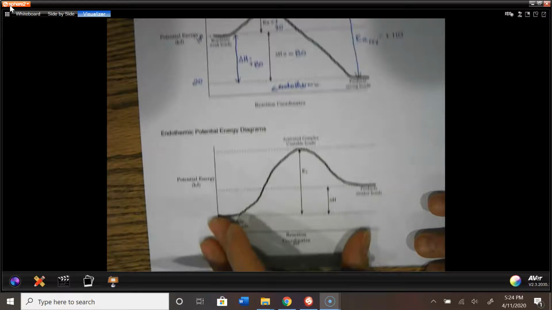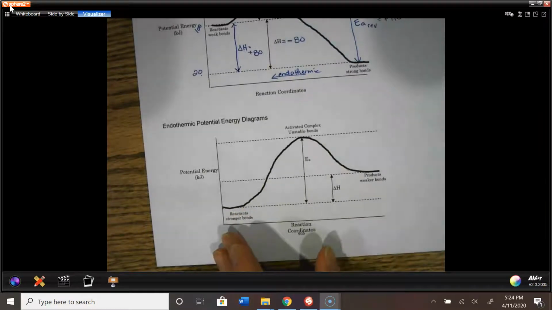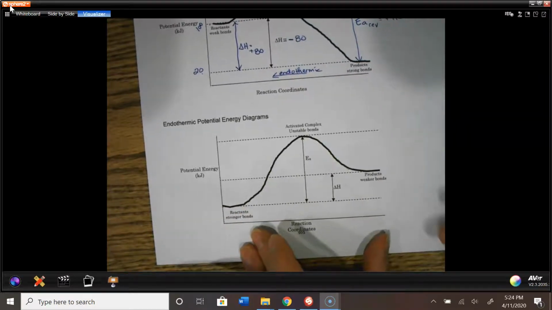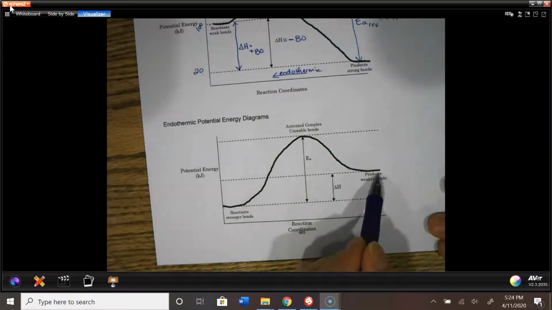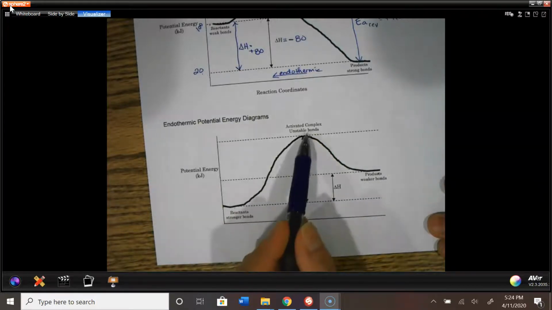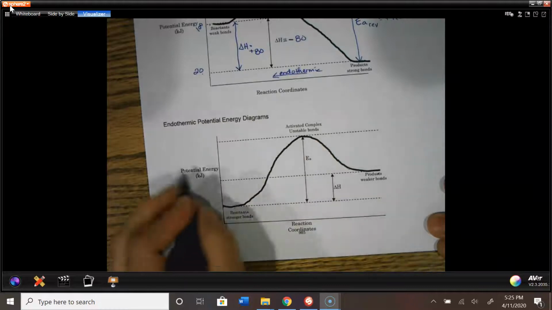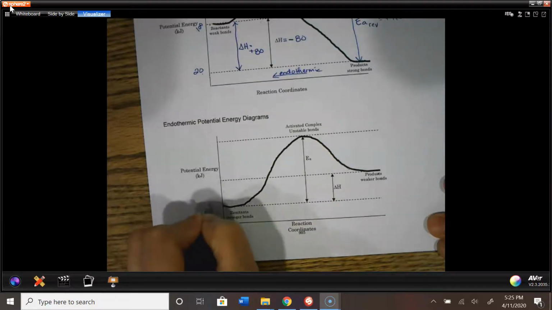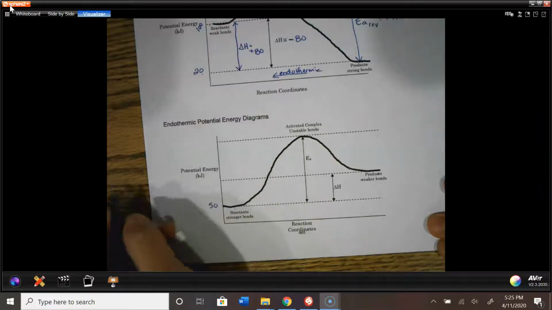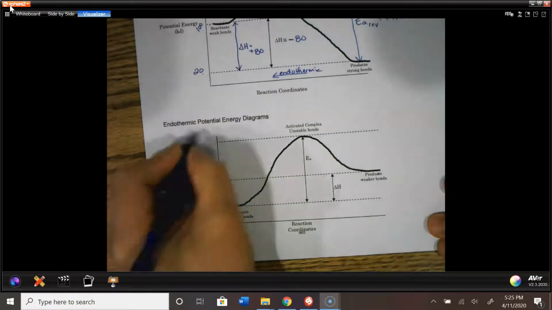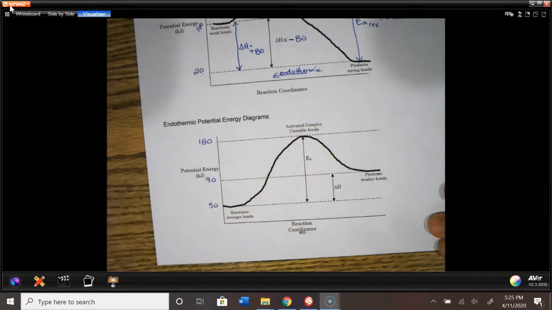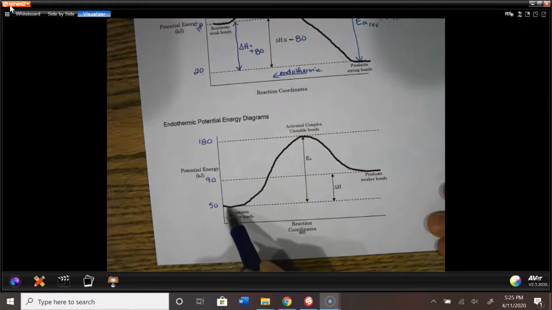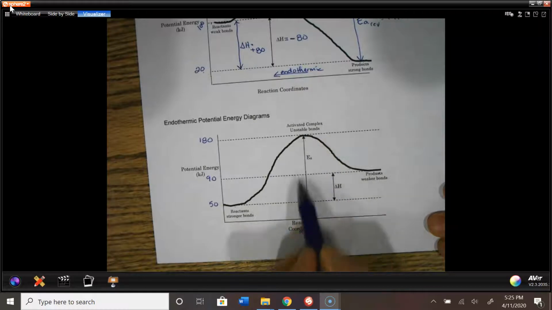Okay, if we compare that to our endothermic potential energy diagram, you see that we've got reactants now lower than products. So activated complex is still pretty high. Let's put some numbers in here. Let's say that this is at 50, this is at 90, and this is at 180. Okay, so as I go from reactants up to the activated complex, how much energy do I have to add?